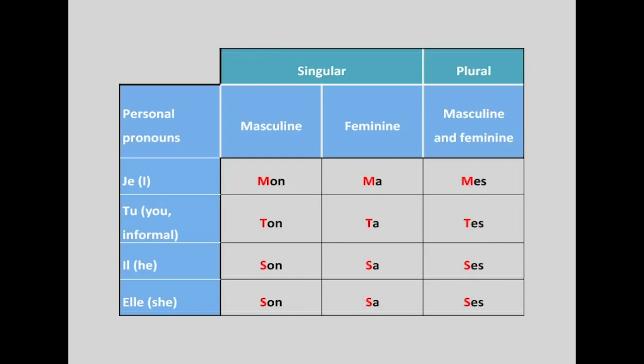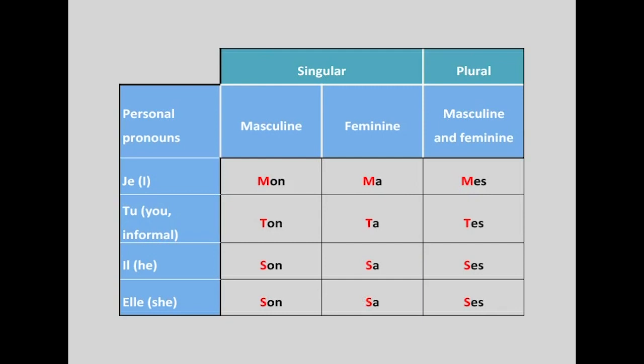As you may have noticed, the possessive adjectives that conform with il and elle are identical. Also, there is hardly much difference between the 3 possessive adjectives. The letter T replaces M for the singular form of the second person. Mon, ma, mes becomes ton, ta, tes. Similarly, the letter S replaces the M for the singular form of the third person. Mon, ma, mes becomes son, sa, ses.